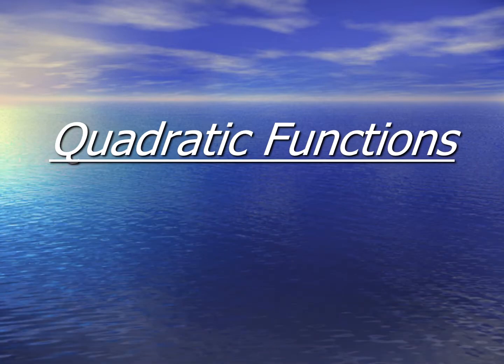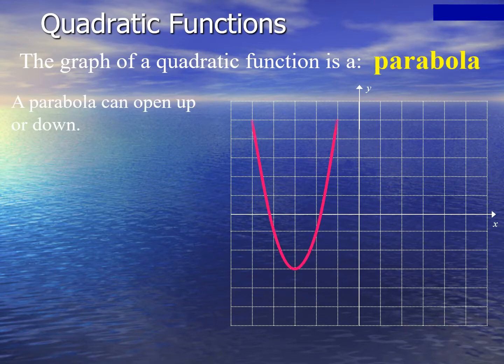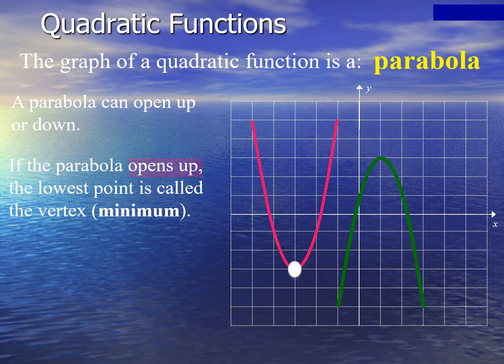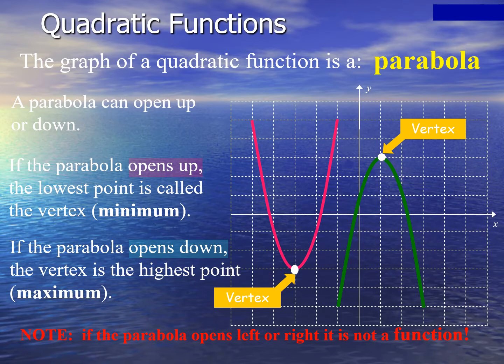Hello everyone. In today's topic, we are going to talk about quadratic functions. The graph of a quadratic function is a parabola. A parabola can open up or down. If the parabola opens up, the lowest point is called the vertex or the minimum. If the parabola opens down, the vertex is the highest point or the maximum. Note, if the parabola opens left or right, it is not a function anymore.